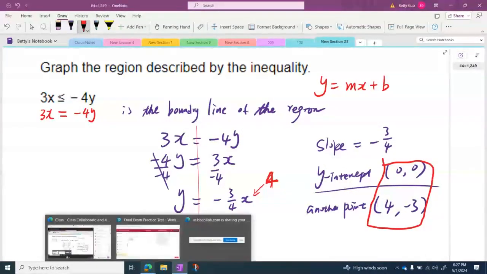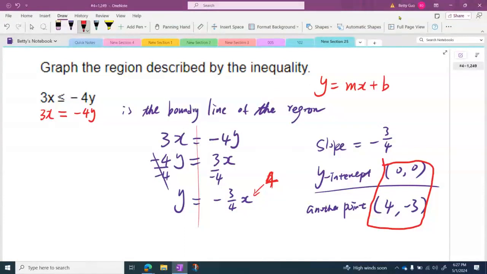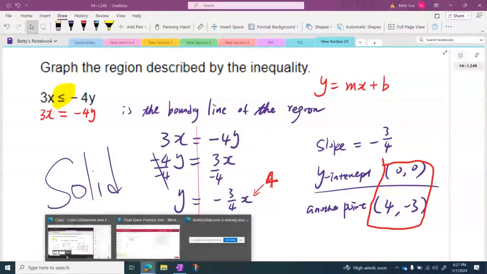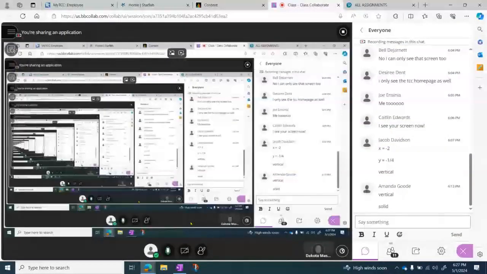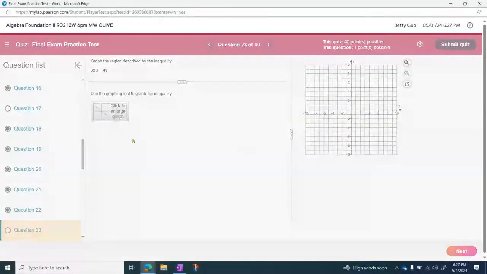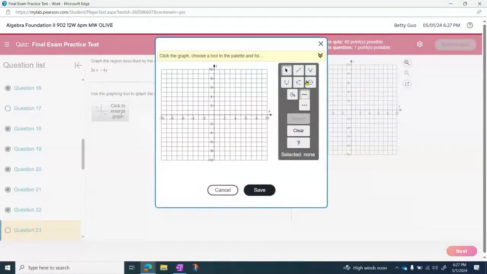line, the boundary line. Are we going to graph the boundary line solid or dashed? What's the reason we need to graph it as a solid? Because the original inequality symbol is less than or equal to. Solid, perfect. Thank you, Amanda. Exactly. So let's graph it. We're going to graph a solid line.